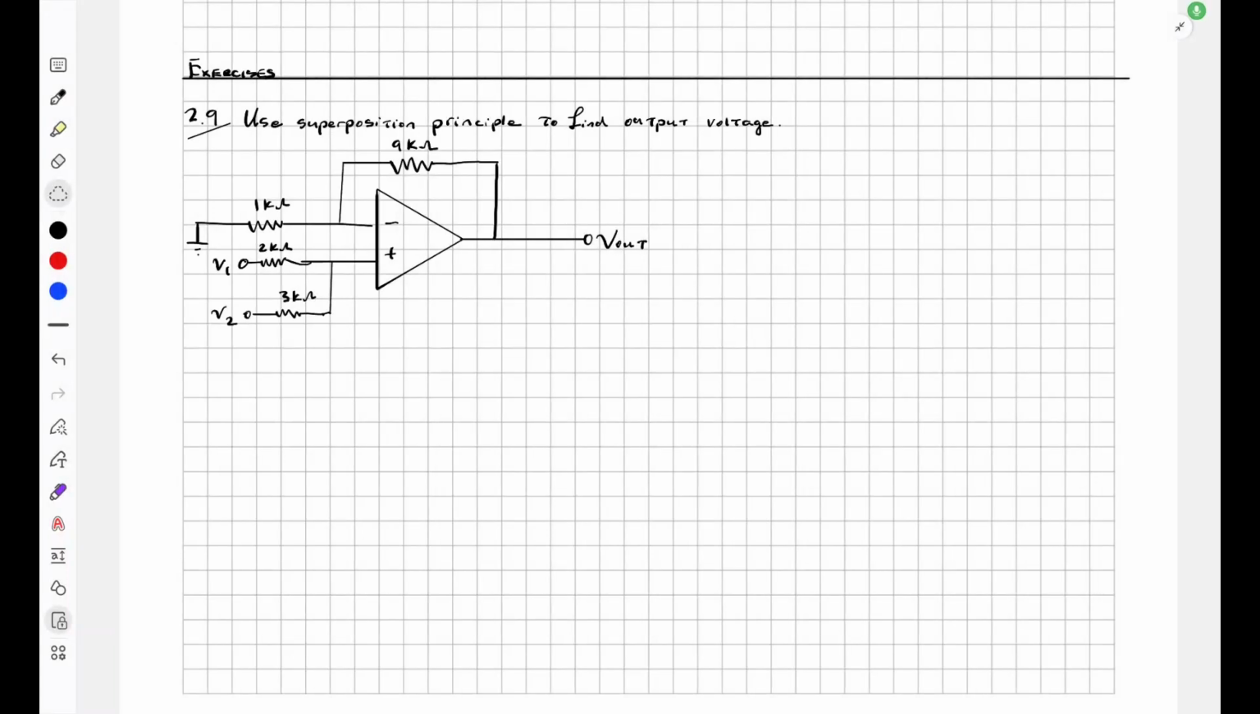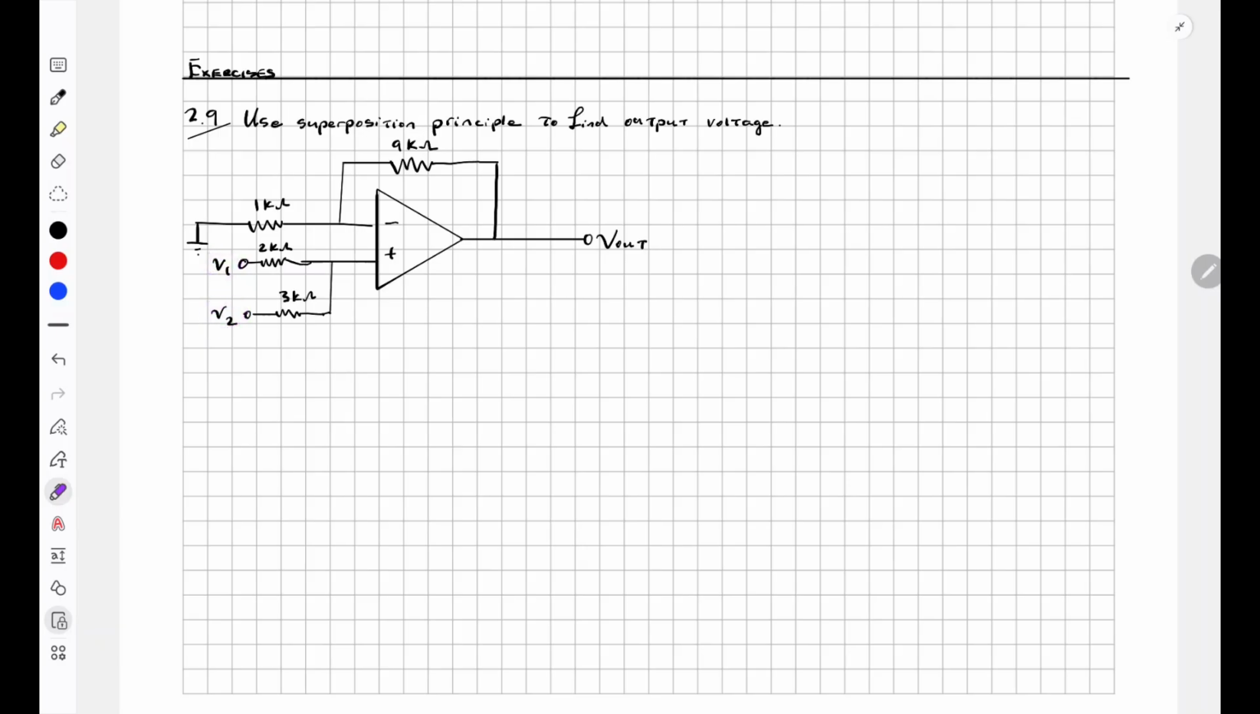Now I'm going to do some practice problems for the non-inverting configuration for the op-amp. The first question asks us to please use the superposition principle to find out what this output voltage is, given that we have these two inputs.